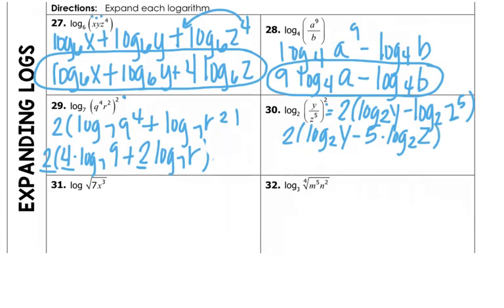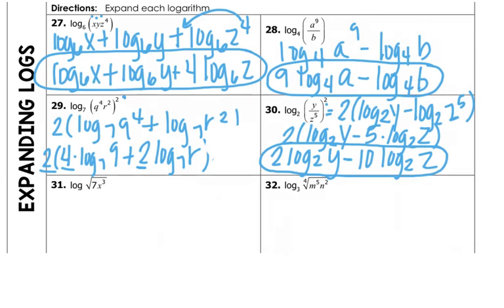Okay? And then from there, we do our distributive property again and multiply by the big numbers in front. Well, you don't have anything in front of log base 2 y, so it's like an understood 1. So we do 2 times that understood 1, and so we get 2 log base 2 y minus 10 log base 2 z. From there, there's no more exponents. There's nothing we can expand anymore. So that is your final answer.